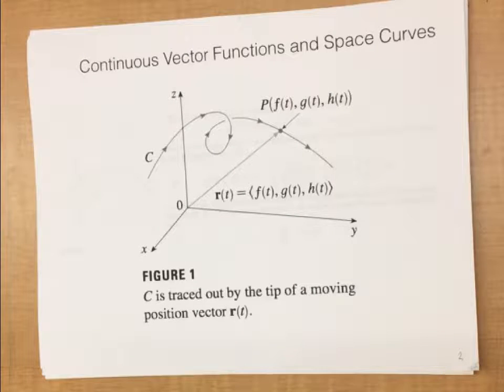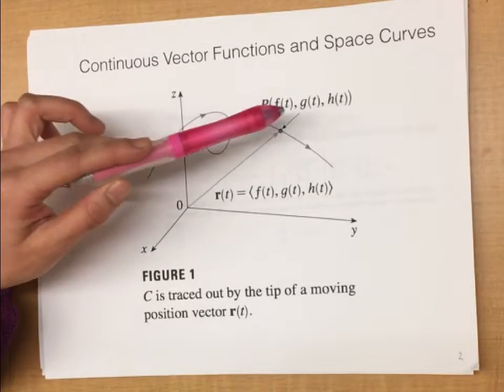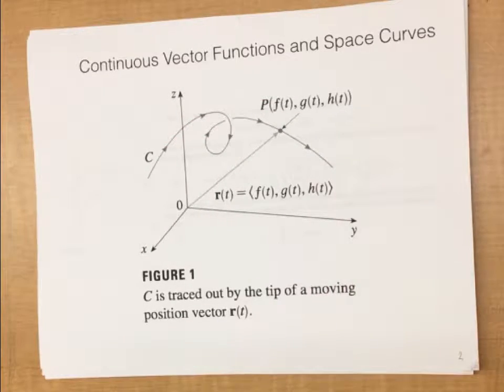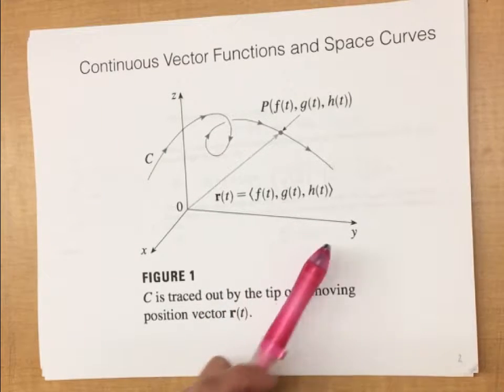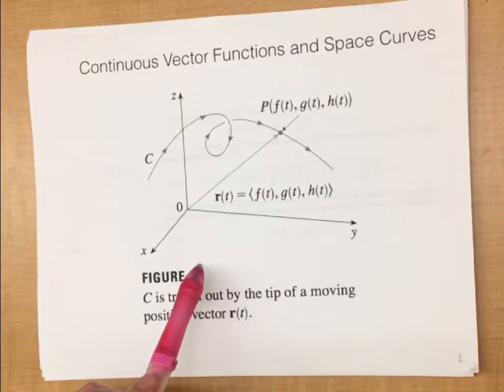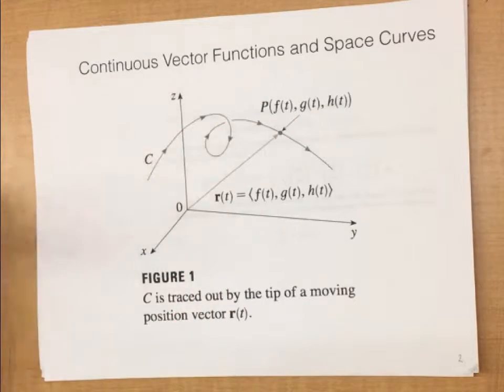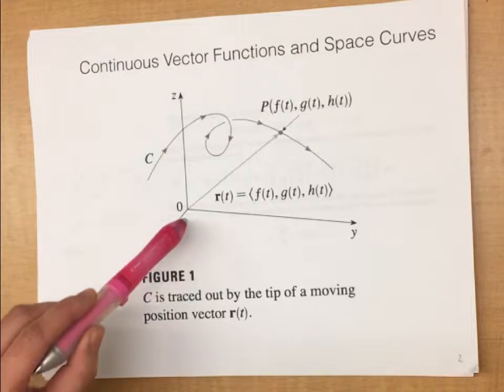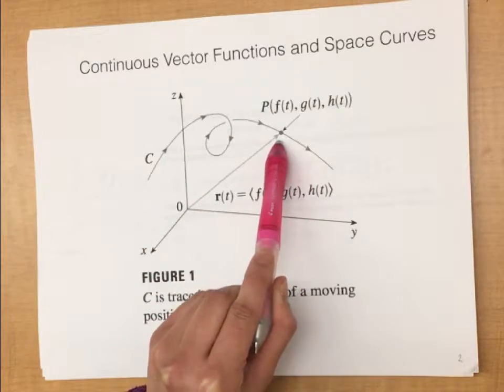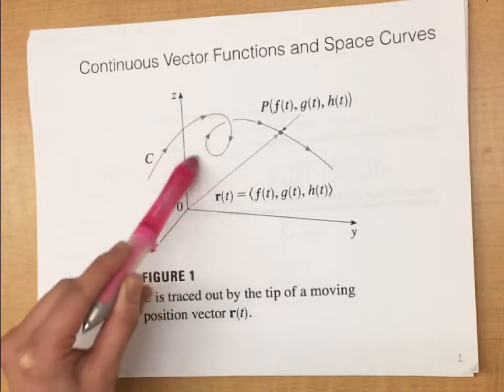And so if we think of C as being traced out by a moving particle whose position at time t is f of t, g of t, and h of t, and we consider the vector function r of t, where r of t is the position vector of the point P of f of t, g of t, and h of t on C. Any continuous vector function r defines a space curve C that is traced out by the tip of the moving vector r. And so we see that this is the tip of the moving vector r, as it proceeds along the curve C.